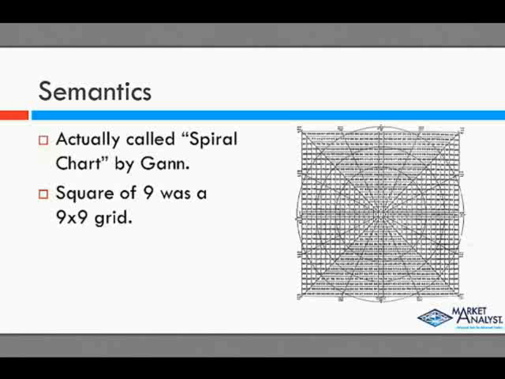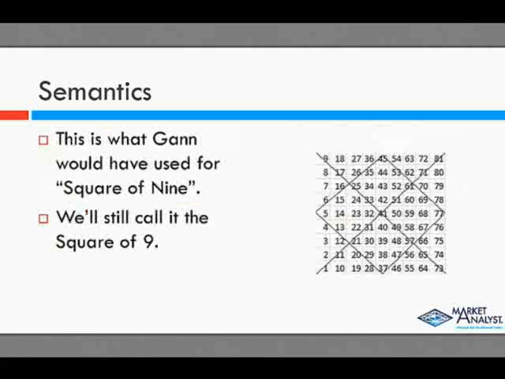In fact, the square of 9 was actually a 9 by 9 grid, and I have an example of it here. So this is actually what he would have called it. Now, for the purposes of what we're going to do today, we're still going to call it the square of 9. It's what most everyone knows this whole technique as. But if we're going to be pedantic, we would have to say that it isn't what he called it himself, but nevertheless it's still a very powerful technique. So we'll just keep going with that.